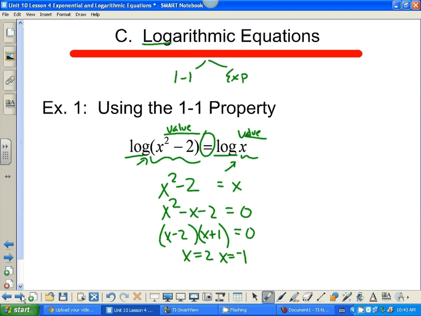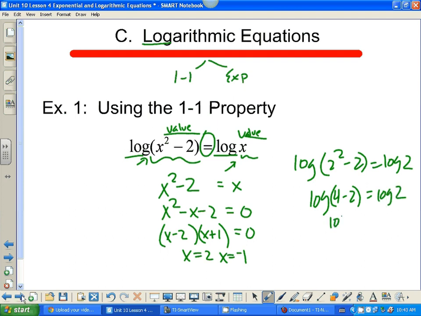The reason you need to be careful is, remember with logarithms, you've got a domain restriction. And so if I put in 2, I would have the log of 2 squared minus 2 equals the log of 2. So this would be the log of 4 minus 2 equals the log of 2. And these are going to be equivalent because log 2 equals log 2. But if I put in negative 1, I have the log of negative 1, the quantity squared minus 2 equals the log of negative 1.